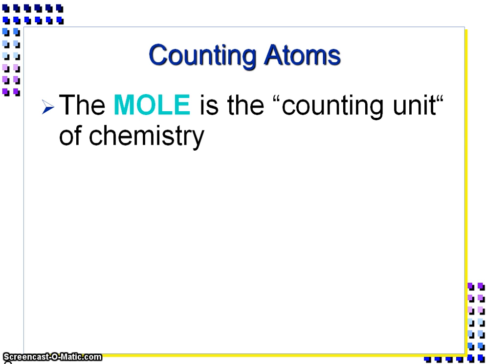Atoms are too small to count individually, but if I put a whole bunch of atoms together, and if it was a large enough group, I would be able to see them with my naked eye. I would be able to count them as a group. I would be able to put them on a balance and find the mass of them. So grouping atoms together is very helpful to a chemist. The group of atoms is called a mole.